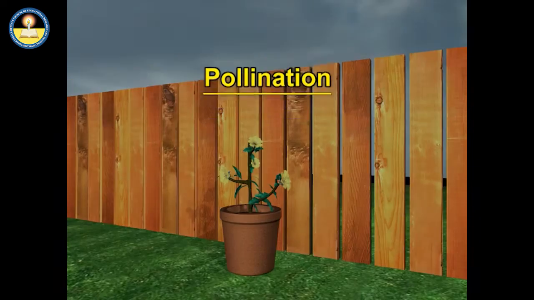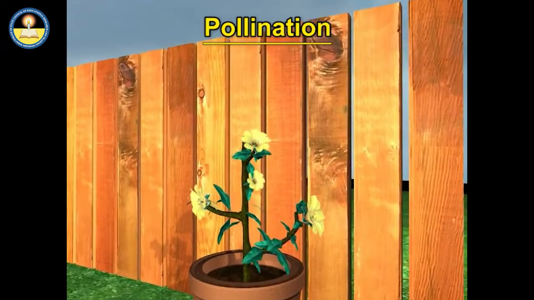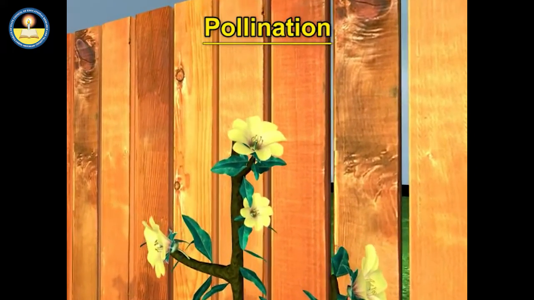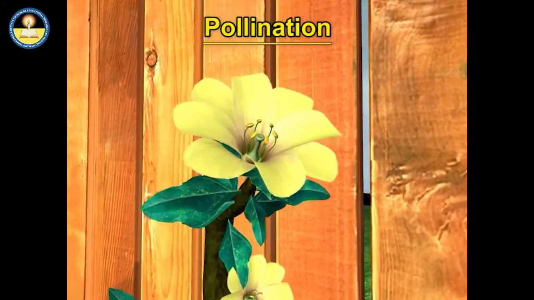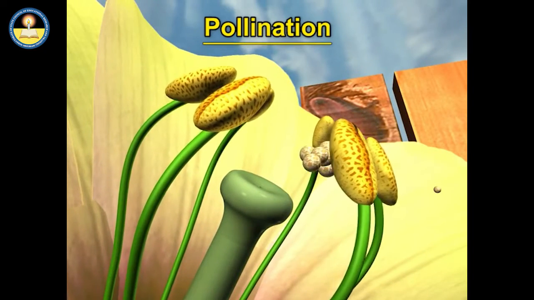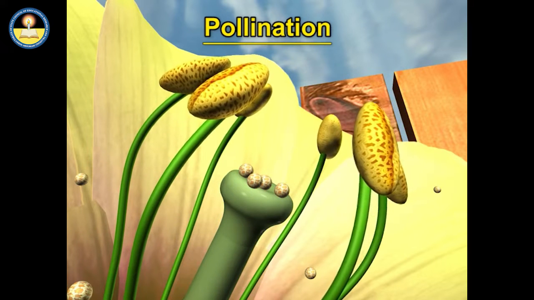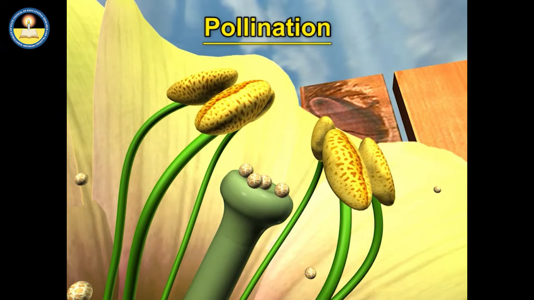Pollination. For sexual reproduction to begin in plants, the pollen grains which produce the male gametes must be transferred to the stigma for sexual reproduction to occur in a plant. The transfer and deposition of pollen grains from an anther to a stigma is called pollination.